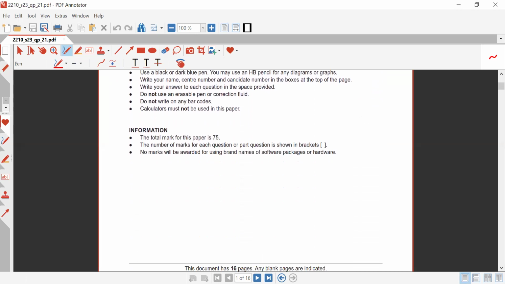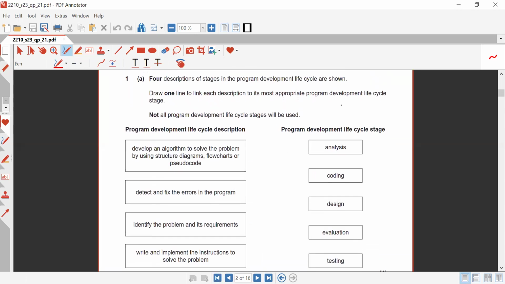Okay. Now question number one. What does the question number one say? That says four descriptions of the stages in the program development life cycle are shown. Draw one line to link each description to its most appropriate program development lifecycle stage. Not all the program development lifecycle stages will be utilized.